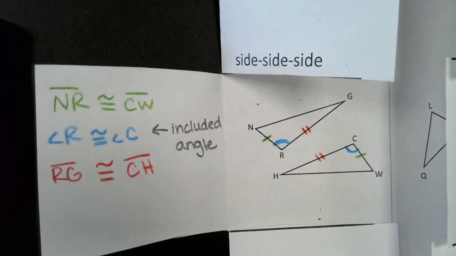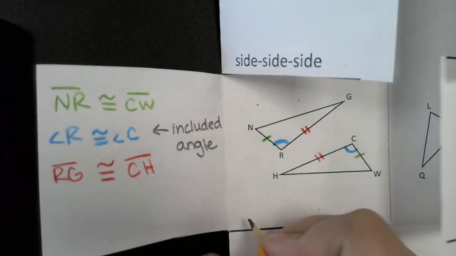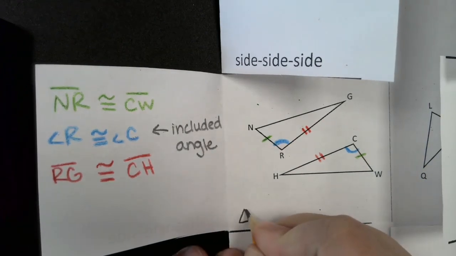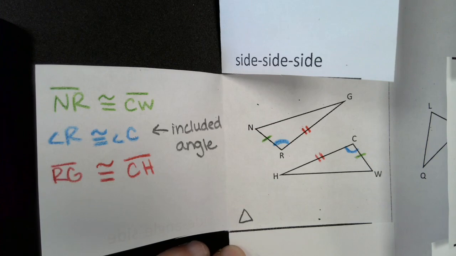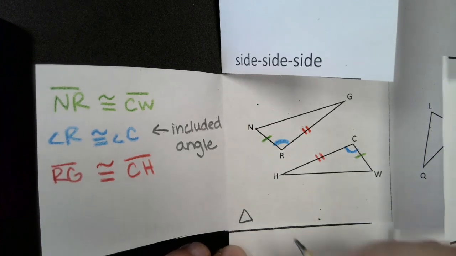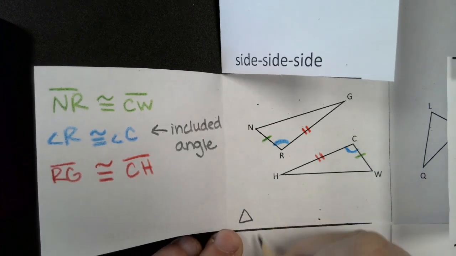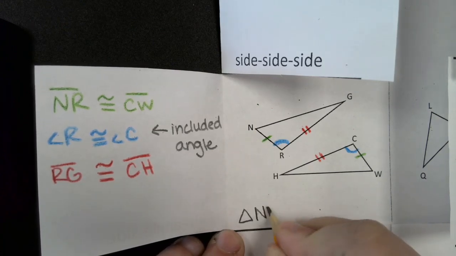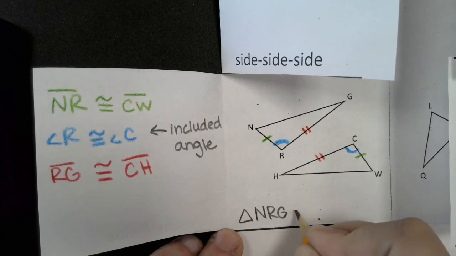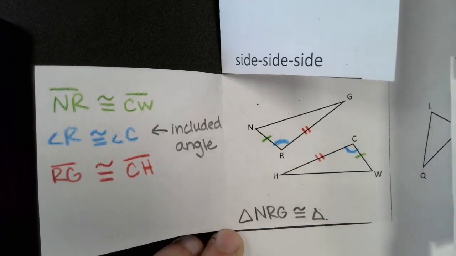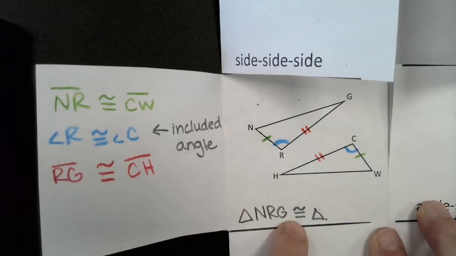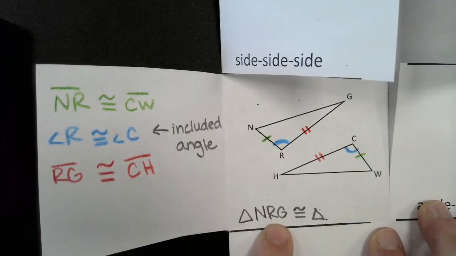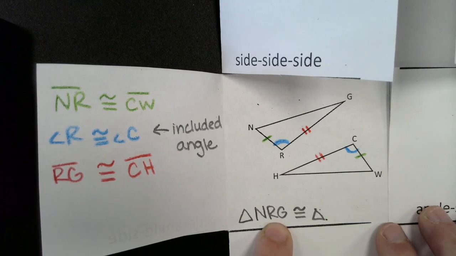Alright, so again we're going to write those triangles that are congruent. We'll write a triangle statement. First one doesn't matter the order it goes in. Kaden, what do you want our first triangle to be? NRG. NRG is congruent to triangle. So now we have to kind of match up what we think goes with NRG. We know for sure what goes with R. That one's easy for me.